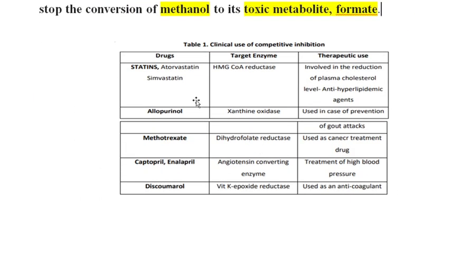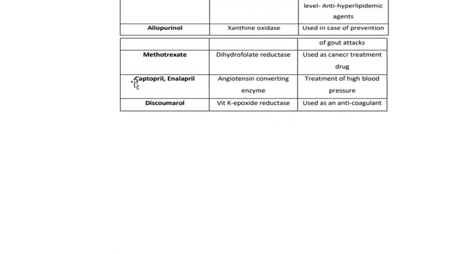Okay, so next I'll be discussing a few clinical uses of competitive inhibition. You can expect match-the-following type questions on this. Statin: the target enzyme is HMG-CoA reductase and it is used as an anti-hyperlipidemic agent. Allopurinol: the target enzyme is xanthine oxidase and it is used for the prevention of gout. Methotrexate: the target enzyme is dihydrofolate reductase and it is used in the treatment of cancer.